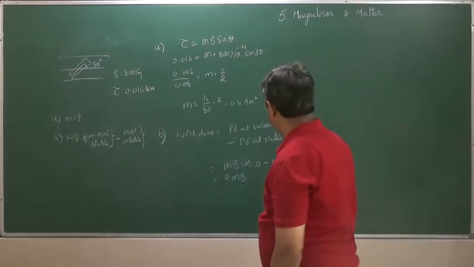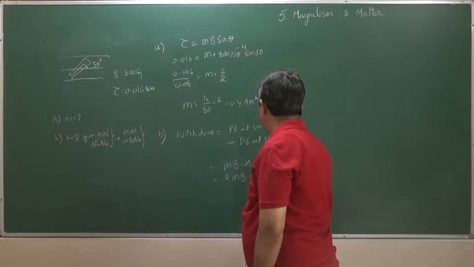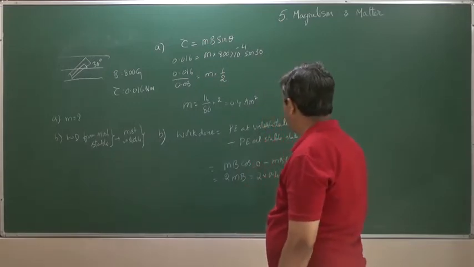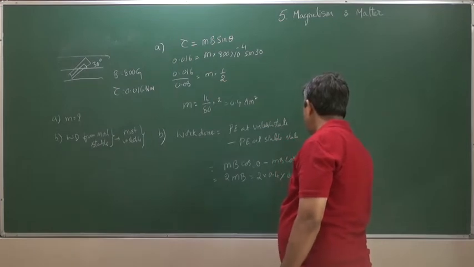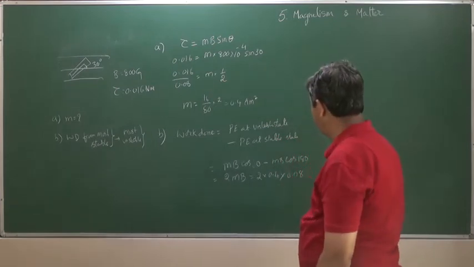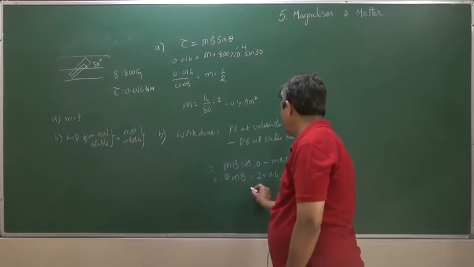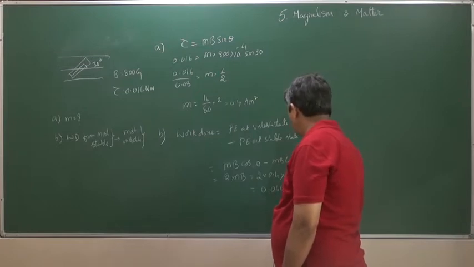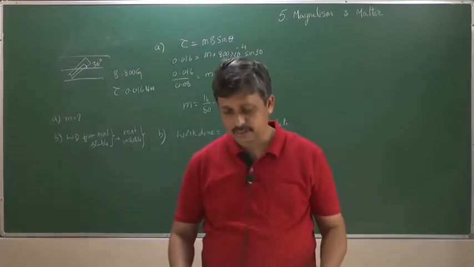So what is the value of m? M is 0.4 and B is 0.08 Tesla. So this is 2 into 0.4 into 0.08, which is 0.064 joules. That is the work done.